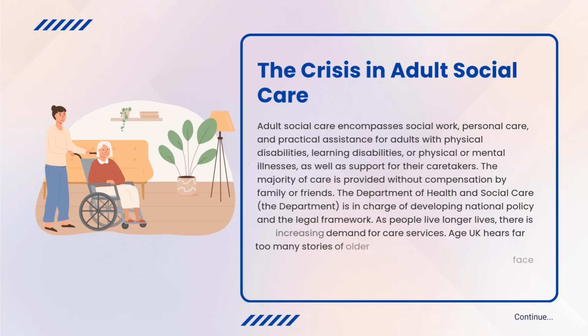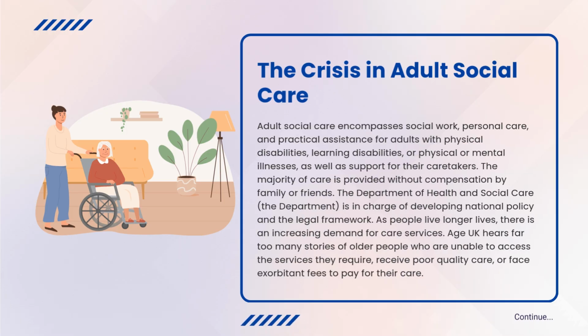The crisis in adult social care. Adult social care encompasses social work, personal care, and practical assistance for adults with physical disabilities, learning disabilities, or physical or mental illnesses, as well as support for their caretakers. The majority of care is provided without compensation by family or friends. The Department of Health and Social Care, the department, is in charge of developing national policy and the legal framework. As people live longer lives, there is an increasing demand for care services.